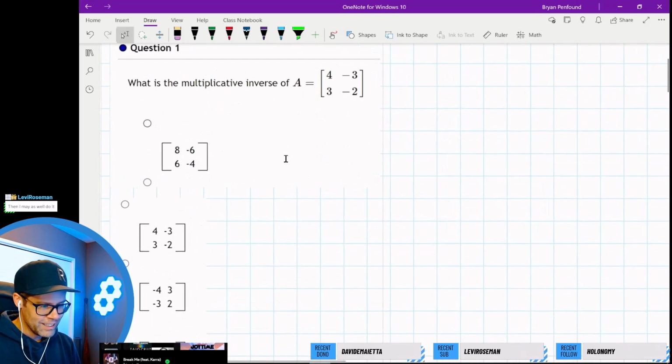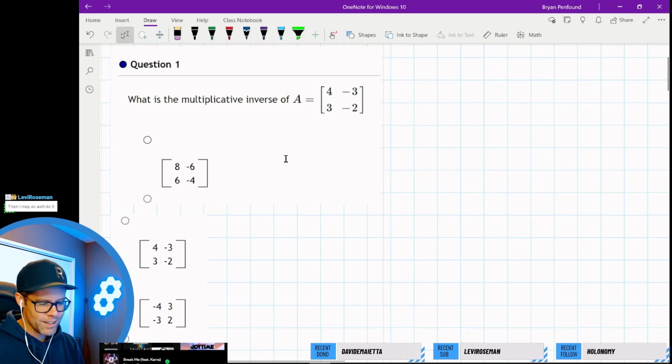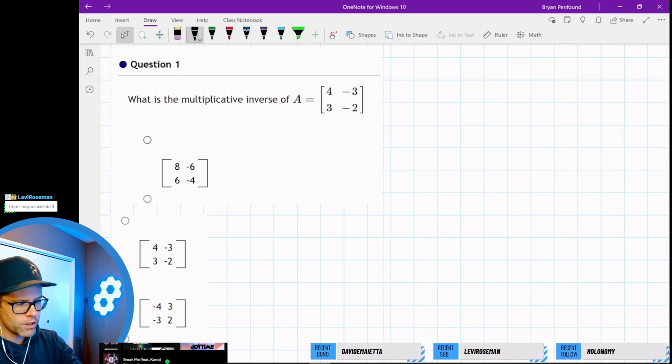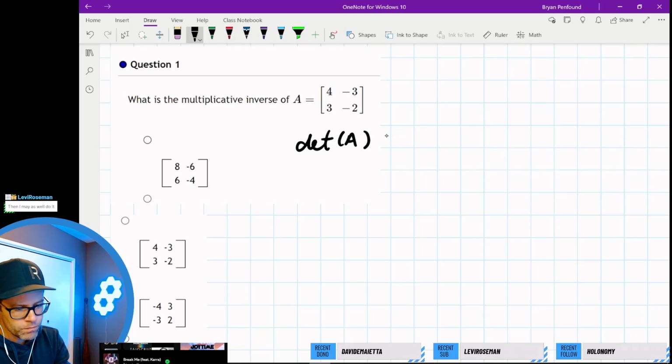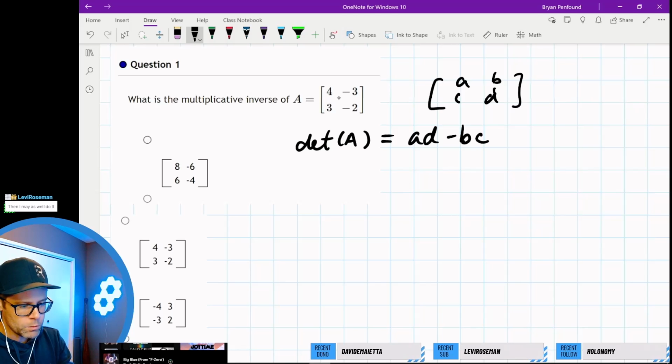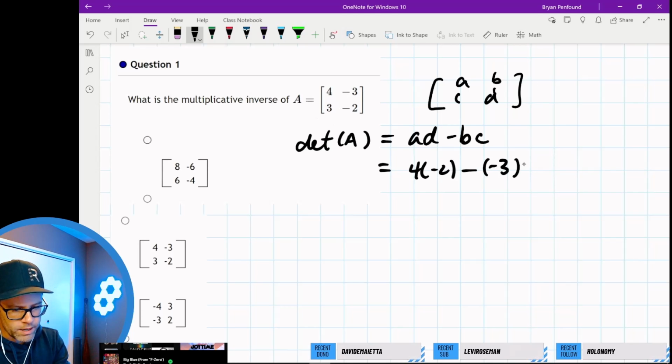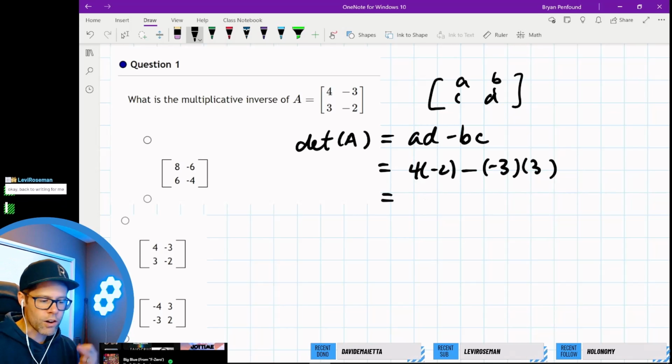So question 1. We need to find the multiplicative inverse of A. We know how to find that using the determinant. The determinant of A is AD minus BC. So if we have a matrix A, B, C, and D, which we do, we can multiply the two numbers on the main diagonal, so 4 minus 2, and then subtract the multiplication of the numbers that are off the main diagonal. And this particular number tells us if this matrix has an inverse or not.